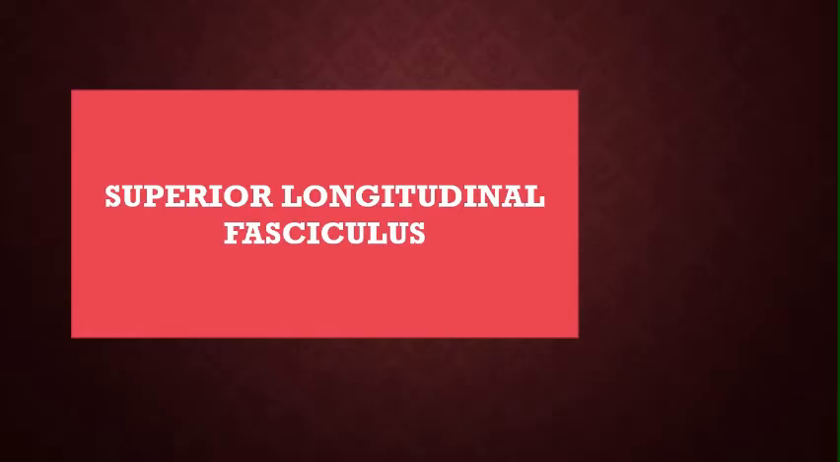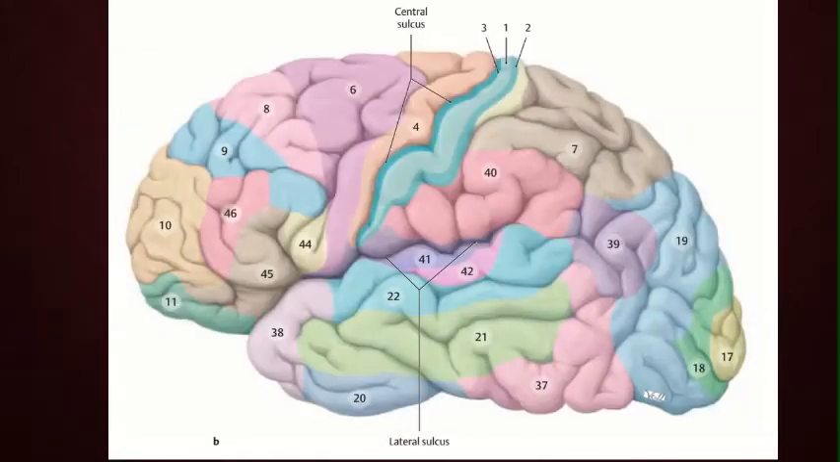Then coming to the superior longitudinal fasciculus, which is extending anteroposteriorly above the insular area and outside the projection fibers of the corona radiata. So we can say it is lateral to the corona radiata fibers. What do you mean by corona radiata? We are going to see shortly. Just lateral to the corona radiata, the superior longitudinal fibers are present.